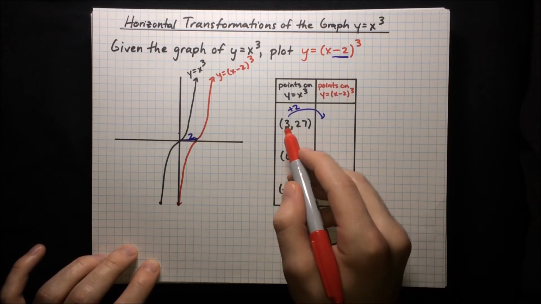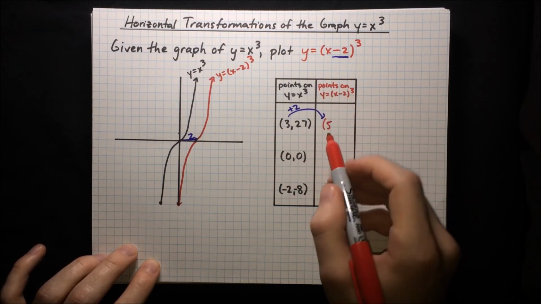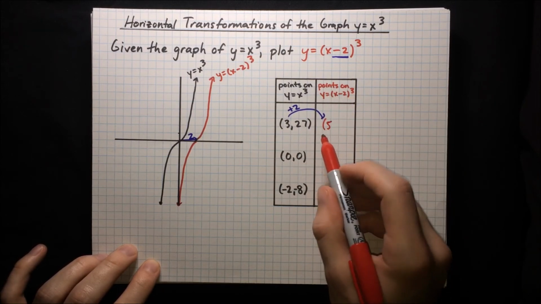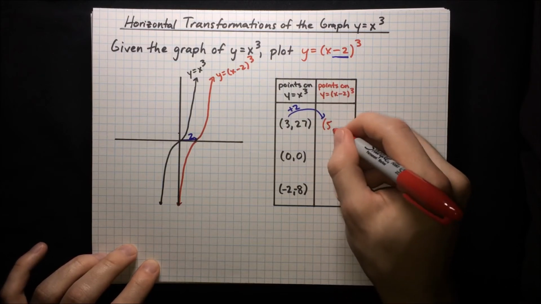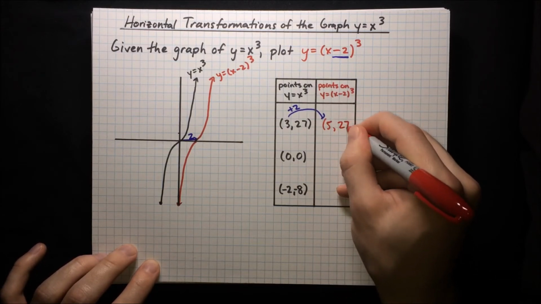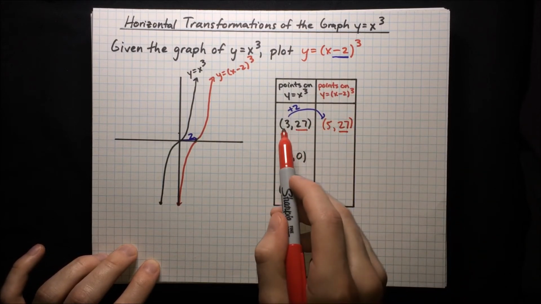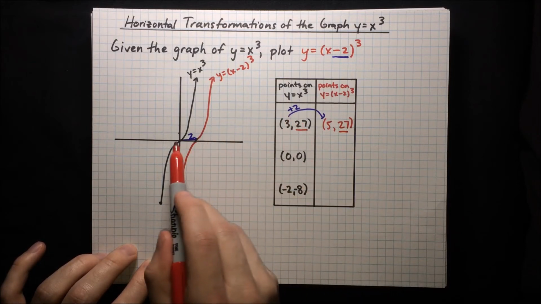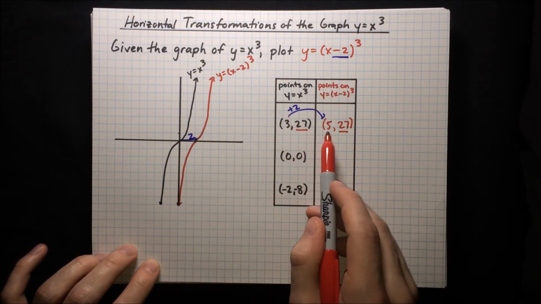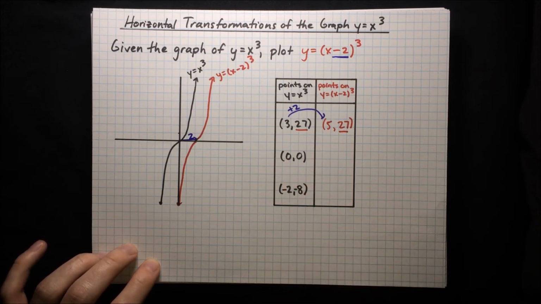So 3, that's the original x coordinate. We add 2 and we get 5. Now when we plug in 5 to the new function, 5 minus 2 is 3, and then 3 cubed is 27. So indeed, we get the same y coordinate. So that's telling us that the point (3, 27) just ends up moving 2 units in the positive x direction to the point (5, 27). All right, let's check it for the remaining 2 points here.